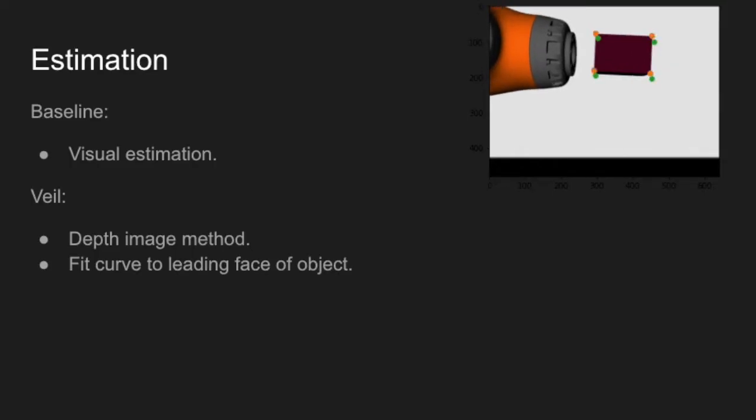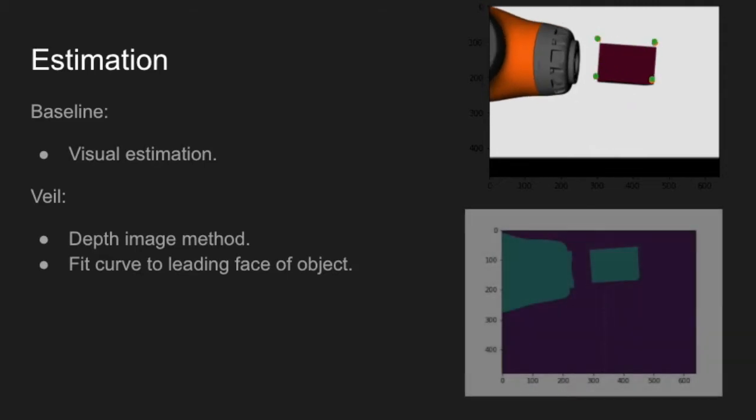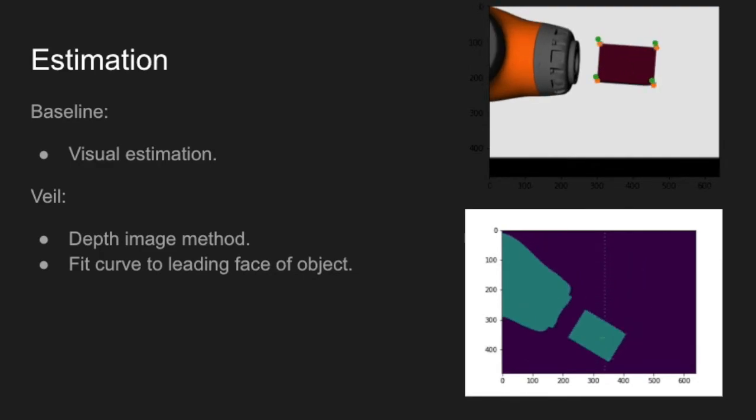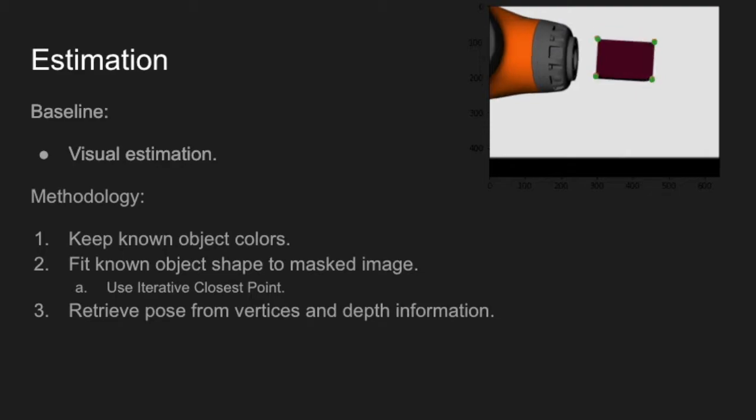Thank you for the introduction, Lucy. My name is Yorai, and I would like to talk a little bit about pose estimation. In this project, we've been trying to estimate the 3D pose of an object in space in two ways. The first one is a visual method, and the second one is a method that uses depth information, and we call it Veil. The visual method is truly pretty simple, and it makes a lot of assumptions.